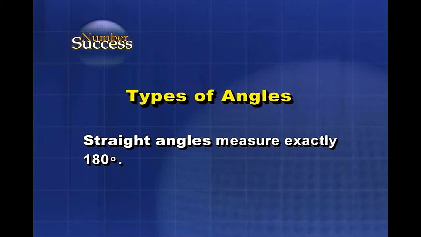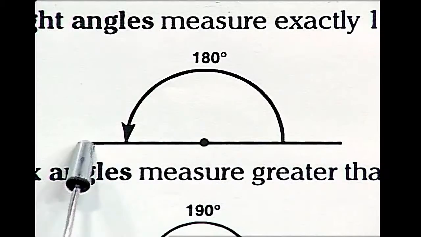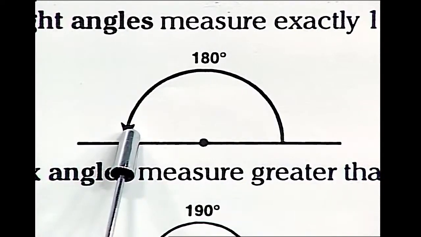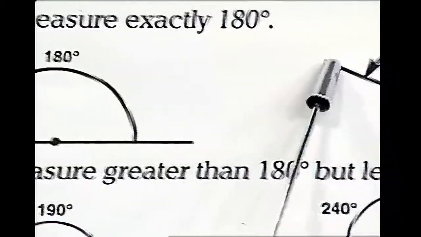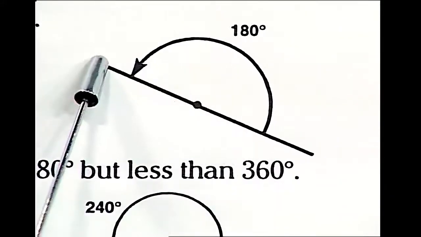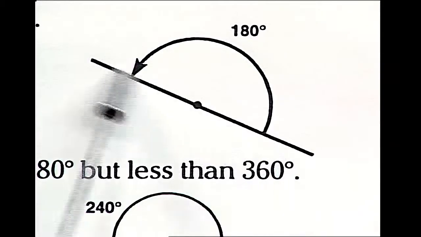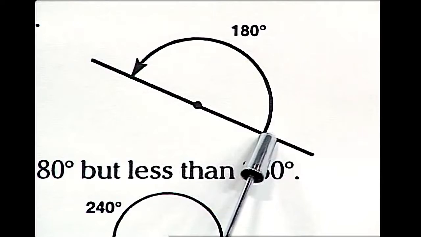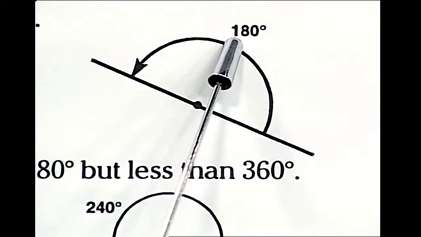Straight angles measure exactly 180 degrees. This is a straight angle. It is 180 degrees. This is also a straight angle. It is 180 degrees. A straight angle is the same as a straight line or a line segment. Its degree measure is always 180 degrees.